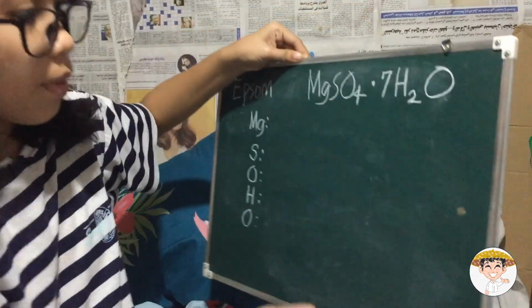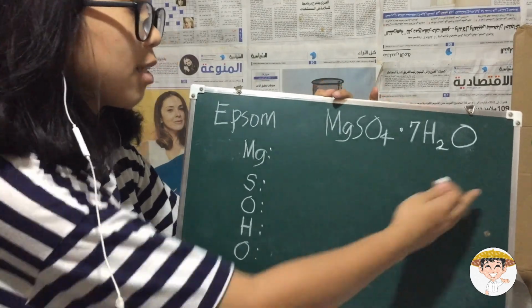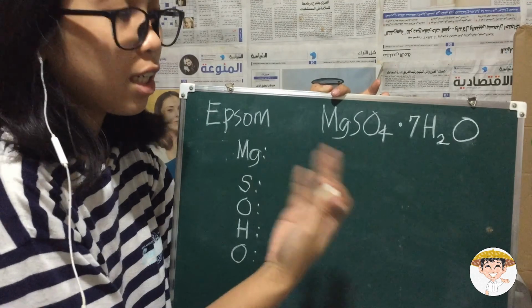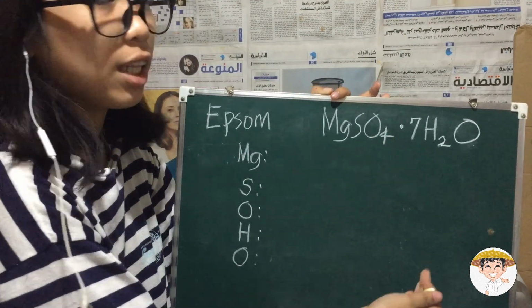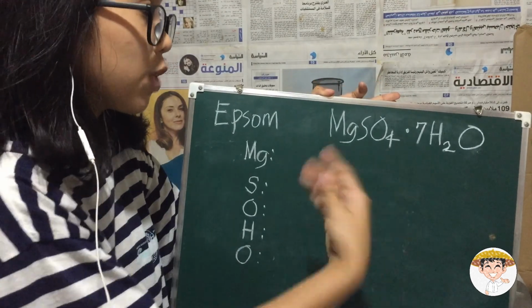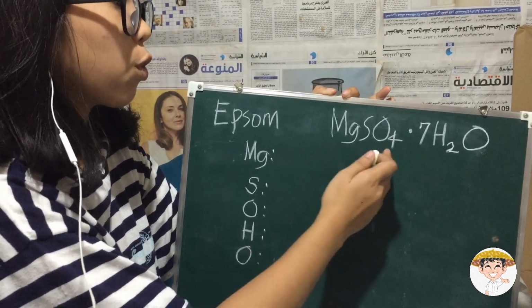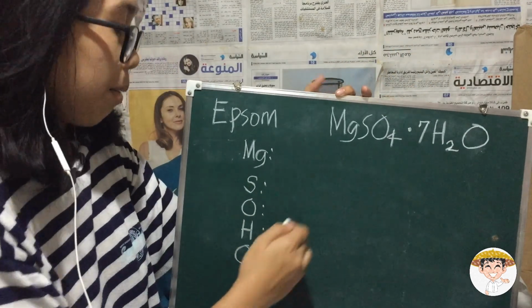Okay, our next example is Epsom salt, or magnesium sulfate with water. So as you can see in the chemical formula, we have a big number. This is called the coefficient. And these are the subscripts. The bigger one is the coefficient. Now, where do we use the bigger one? So first, we list each element present: magnesium, sulfur, oxygen, hydrogen, and oxygen. You could combine the oxygens, but to avoid confusion, we keep them separate.